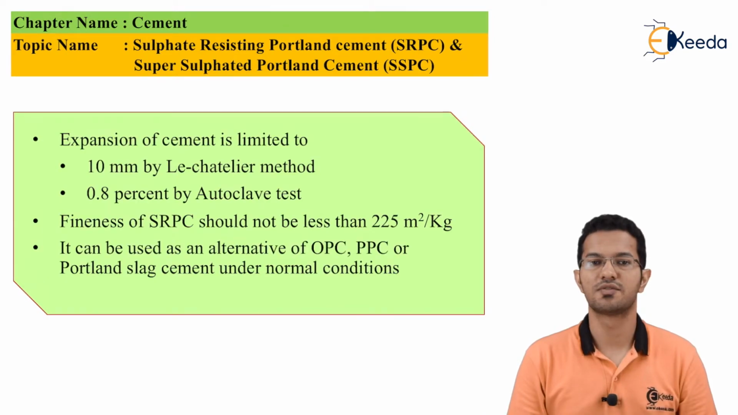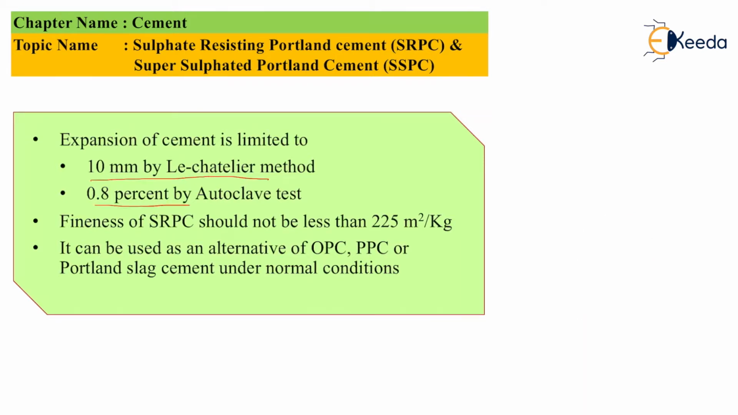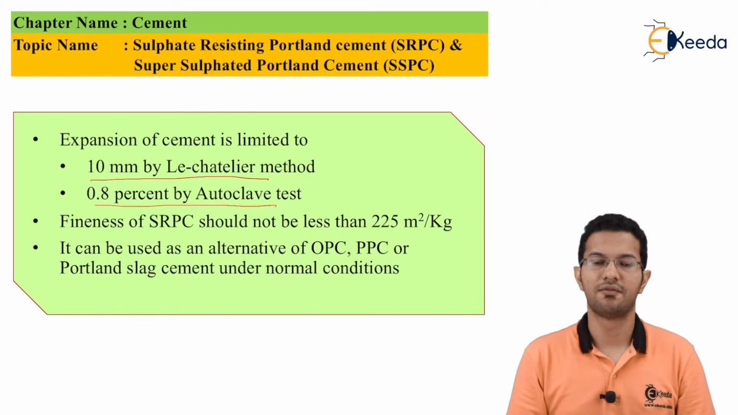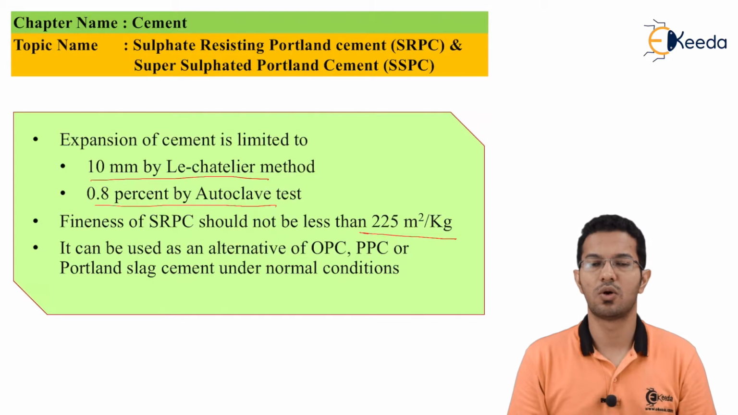The expansion of cement is 10 mm by the Le-Chatelier method and 0.8% by the autoclave test. The fineness of SRPC should be less than 225 meter square per kg. It can be used as an alternative to OPC, PPC or Portland slag cement under normal conditions.